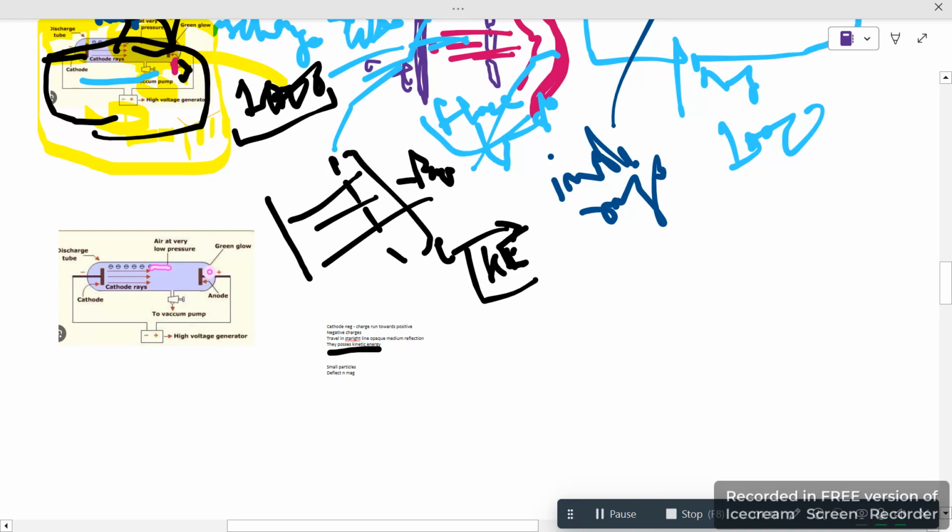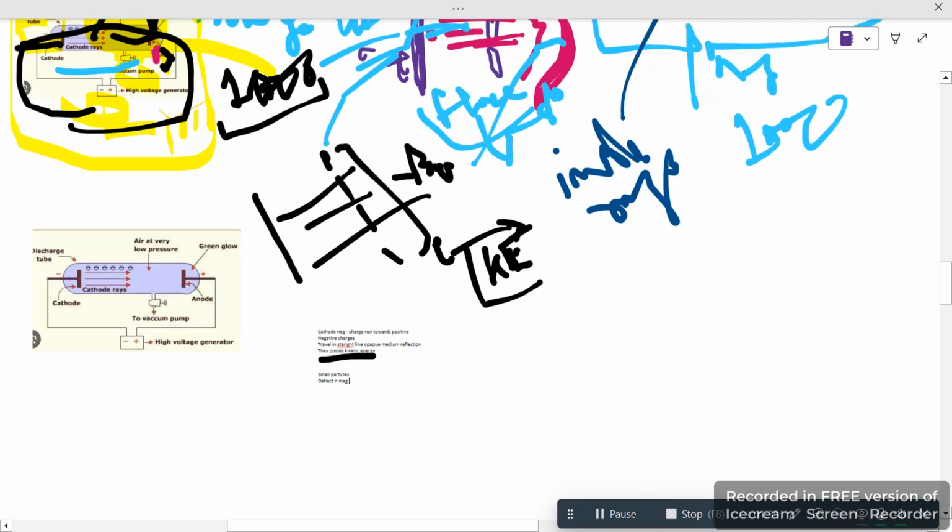So electrons will go, and here you find some holes in this anode, which is a perforated anode. The rays pass through and hit the glass, which produces a light green glow, that is, fluorescence. Fluorescence simply means light or any glow. I'm sure you're getting it. Then we have also attached a vacuum pump, which pumps the gas out.